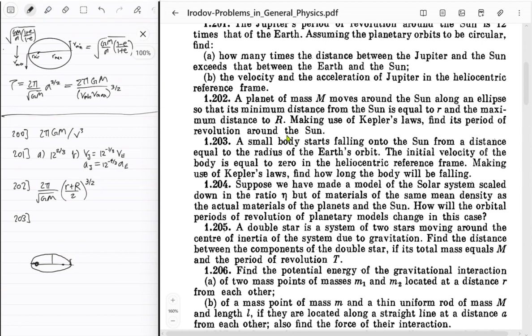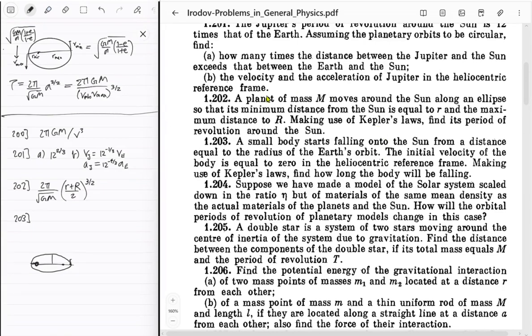Alright, the shape would be something like this. A is finite, B is approaching 0. This is how the orbit should look. And then what do you want? You want the time, you want its period of revolution around the sun.